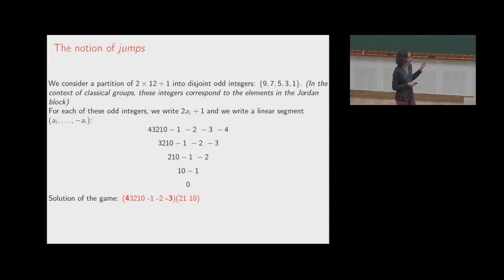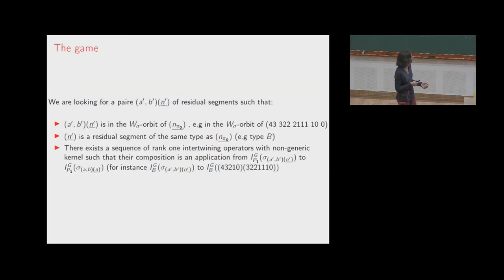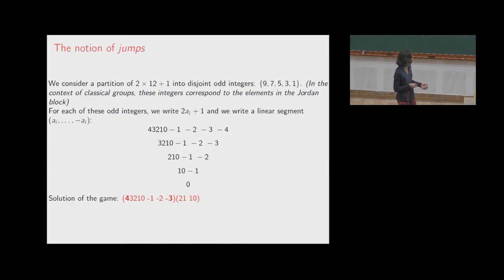Then I give you the solution of this game. This pair we are looking for is just this one. You get the linear segment with 2 jumps, 1, 4, and 1, -3. So you get the second jump with a minus sign. And this is some residual segments for type B4.